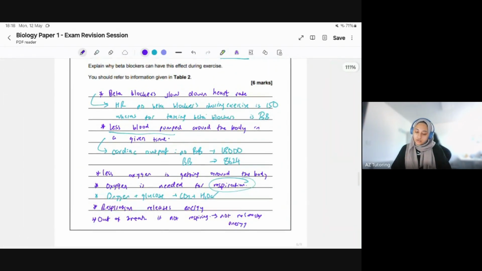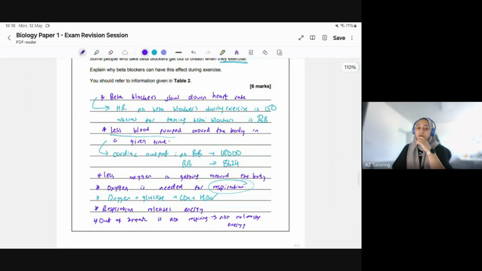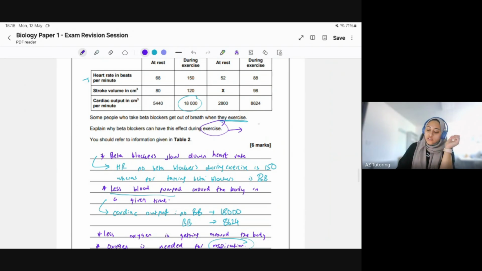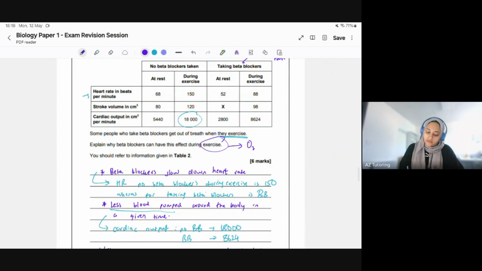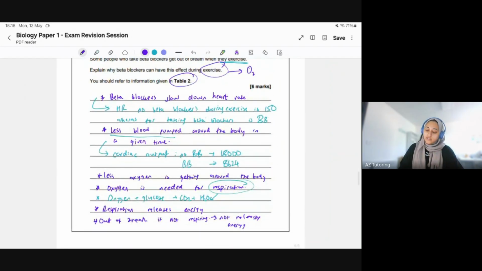Okay, and I would say that's a good 6 marks there. And we've also referred to the table as well. So let me just double check what's also on the mark scheme. Rate of respiration increases during exercise. Yeah, so you could talk more about what's happening during exercising. You need more oxygen during exercising, right? Yeah, that's all covered. Then it says you must refer to obviously information in table 2. They want you to give figures for that.